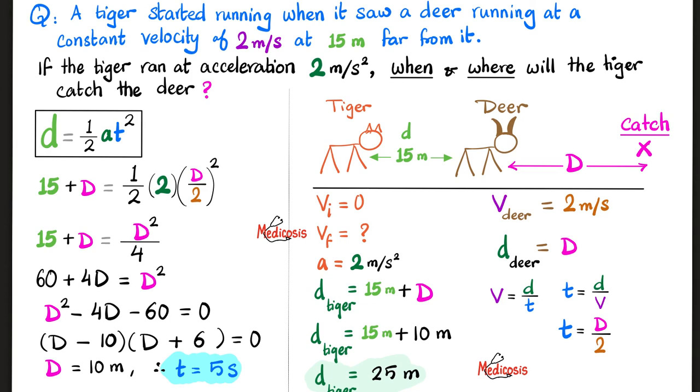And now instead of solving for t, I did solve for D. I know that D is 10 meters, this distance, which means t has to be half of this, or 5 seconds. So that's the first part. And what's the total d for the tiger? It is 15 plus 10, or 25 meters.